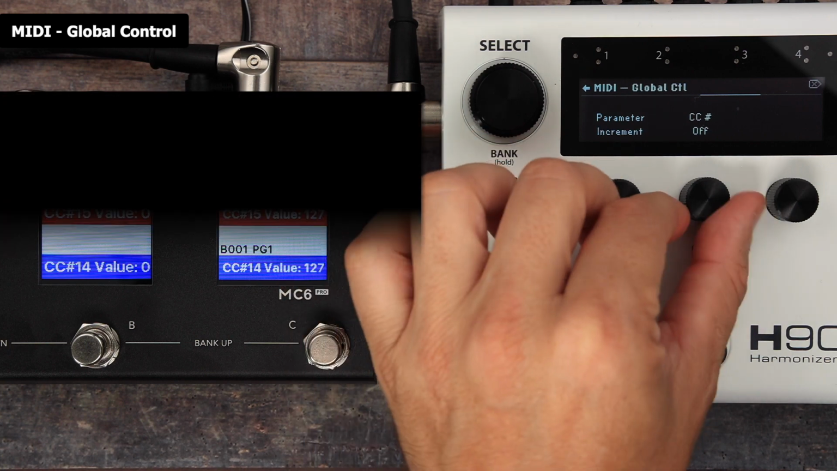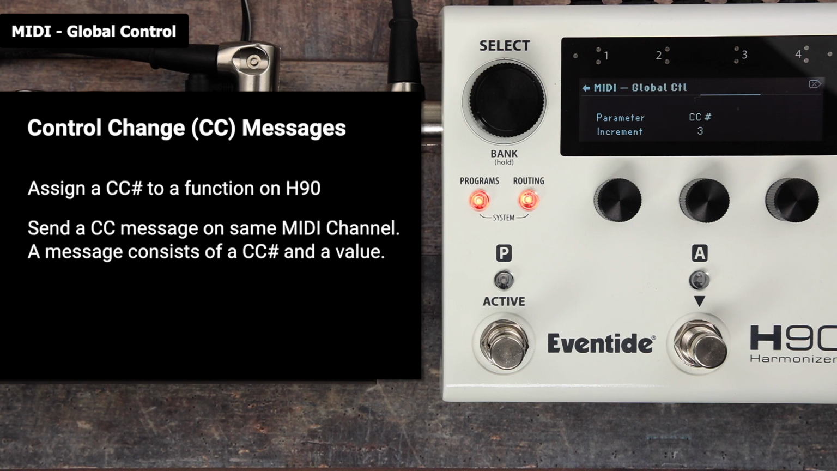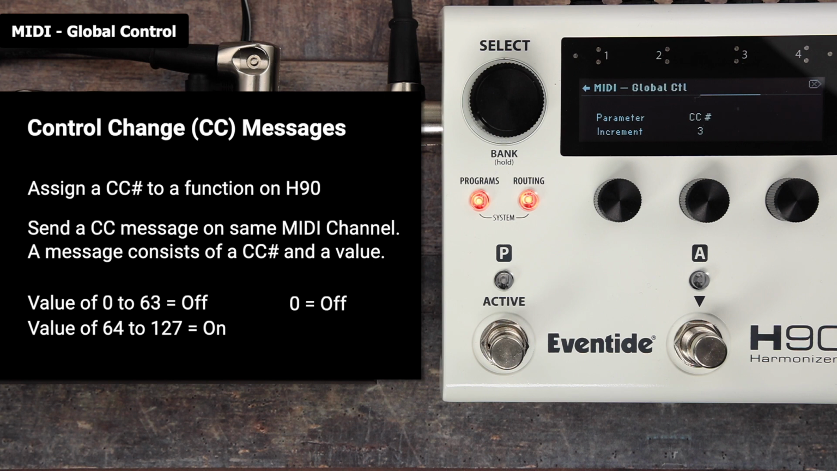When working with MIDI controller messages, it's necessary to know that we must assign a number to a function, but also send a value along with it. In the MIDI world, it's typical for a value from 0 to 63 to equal an off state, and the value from 64 to 127 equals an on state. To keep things simple, we'll say a value of 0 is off, and the value of 127 is on.